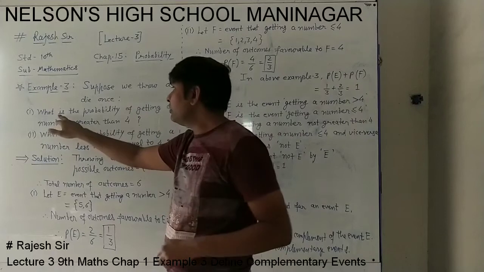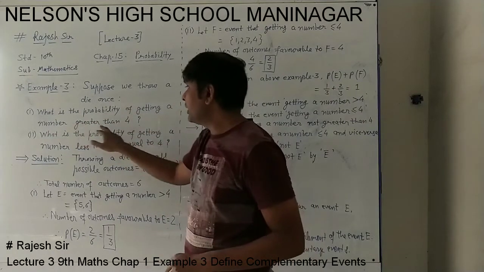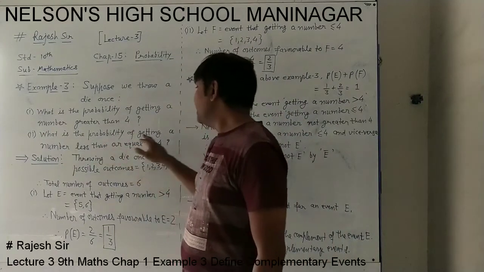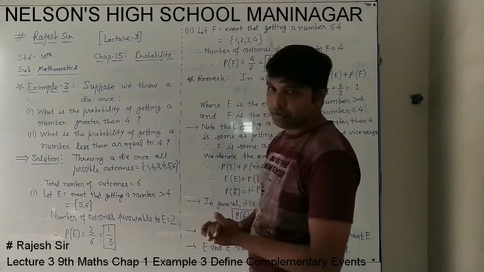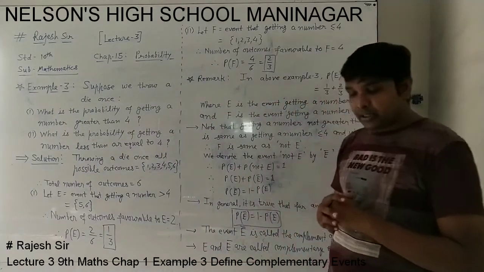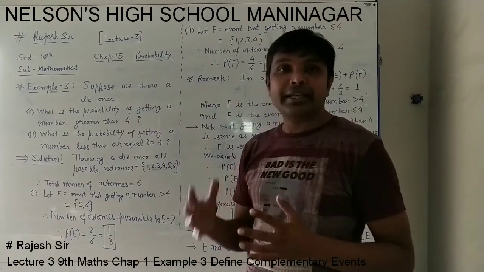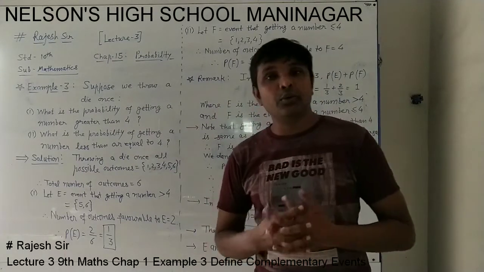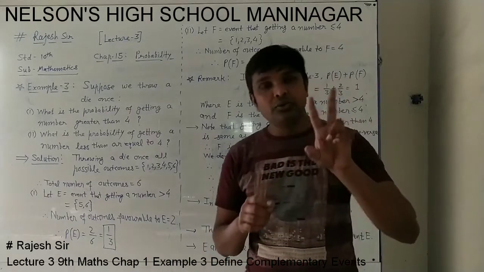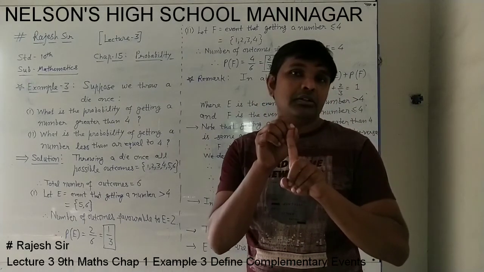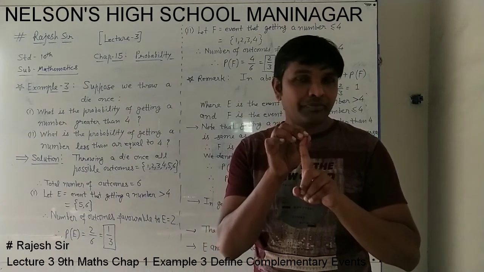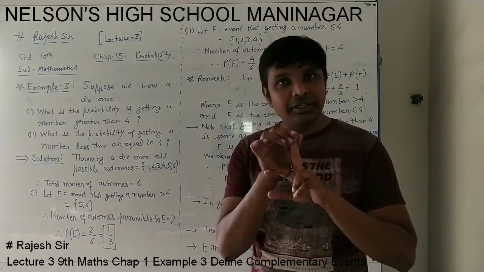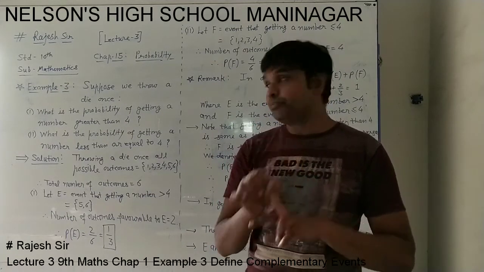We have to find what is the probability of getting a number greater than 4 first, and second, the probability of getting a number less than or equal to 4. As I told again and again in the first and second examples, in probability questions we have to think about two numbers. First, the total number of outcomes, and second, the outcomes favorable to the event we want to find.